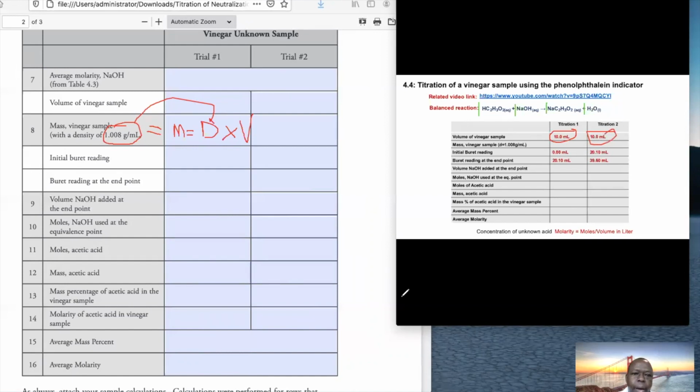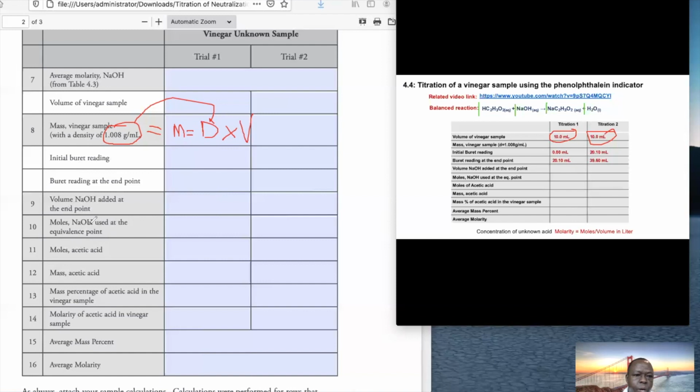To get line 8, the mass of vinegar solution is determined by multiplying the volume with the density. I know the what? The density is given here, and I'm given the volume for each trial. And of course, you find the difference.